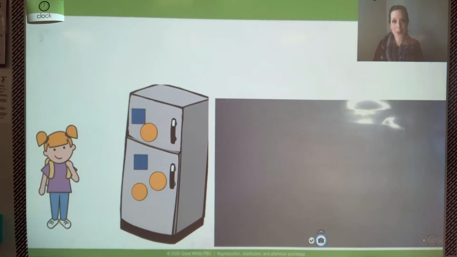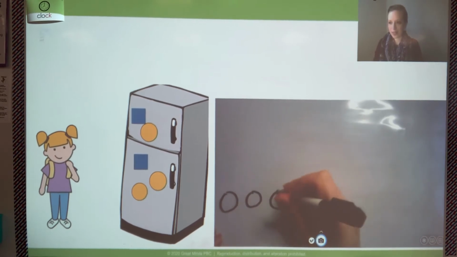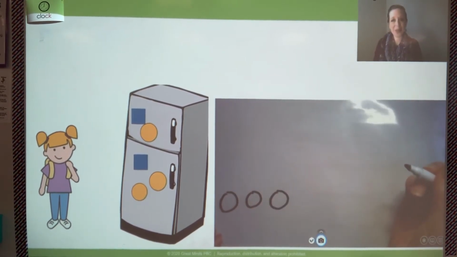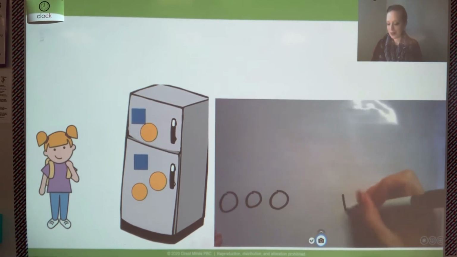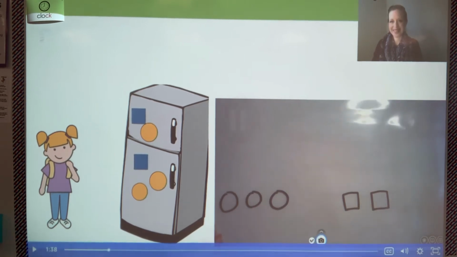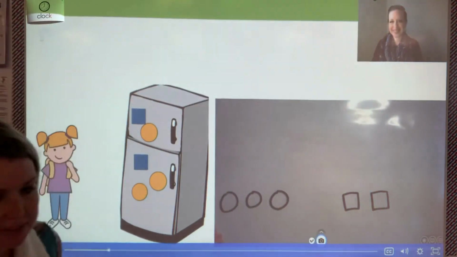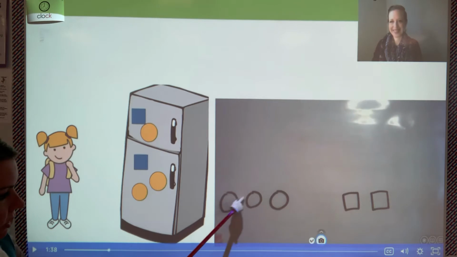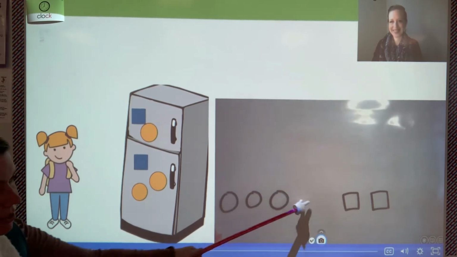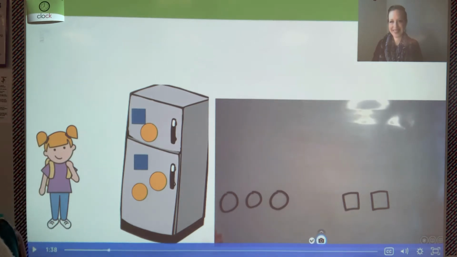Copy the shapes onto your whiteboard. I'll do it with you. Okay, so you're gonna draw 3 circles. 1 circle, 2 circles, 3 circles, then 1 square, 2 squares. I like how she did that. Look, boys and girls, she kind of did how I did it in the application problem. She's got her 3 circle magnets, and then there's a little bit of space, and she has her 2 squares. Do that on your whiteboard.